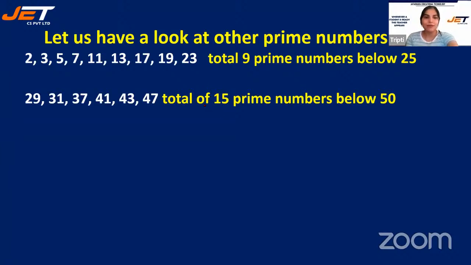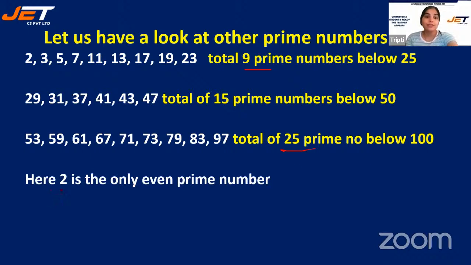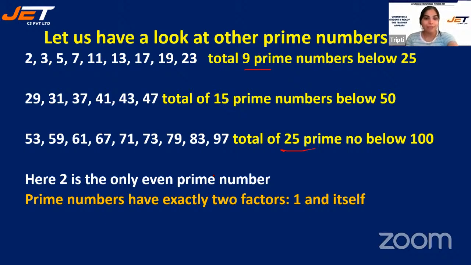These are the prime numbers below 50. Actually, there are 25 prime numbers below 100, 9 prime numbers below 25. So 2 is the only even prime number. Prime numbers have exactly two factors, 1 and the number itself, that I already told you.